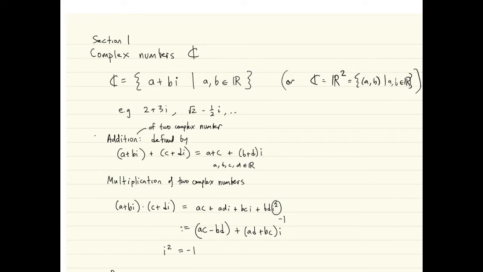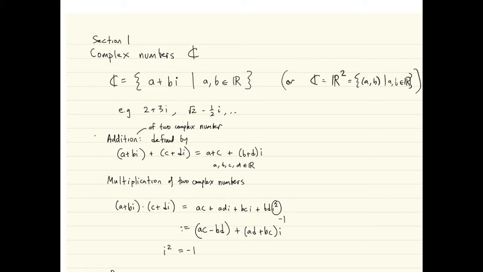But the addition is very simple. If you want to add a plus bi and c plus di, you add the real parts a and c, and then add what's called the imaginary parts b and d. Those are the parts that are the coefficients of i. They become the new coefficients of i. And okay, so here's how addition is defined.